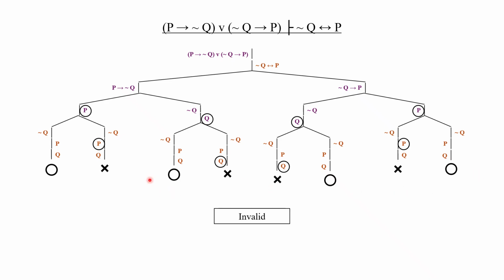So since we have an open branch, all we need is one open branch, but we've got multiple here. This is going to be invalid, and we need a counterexample, so I'm just going to pick this one here on the far left. It's where both of them are false, both P and Q, because they're both on the right-hand side. But if you wanted to, you could also use this one as your counterexample where both of them are true.